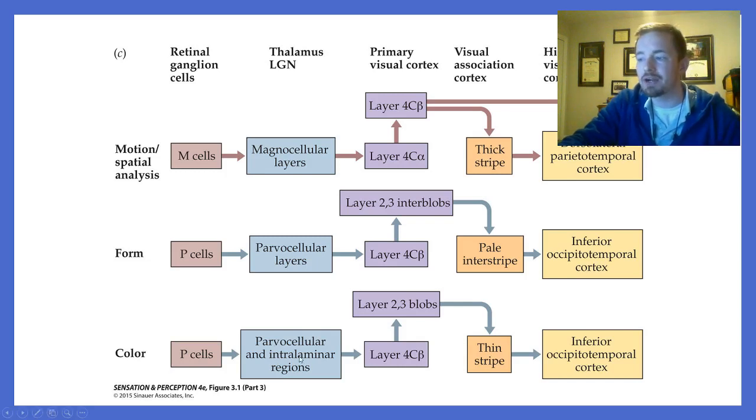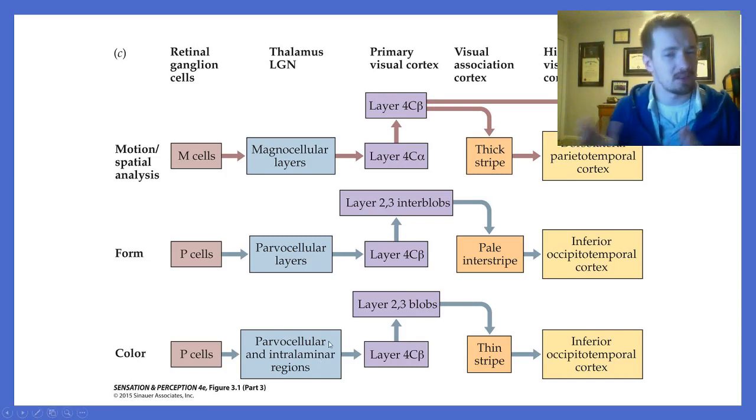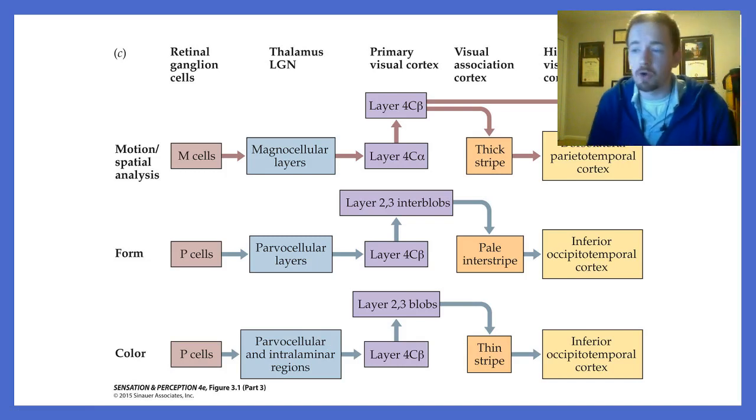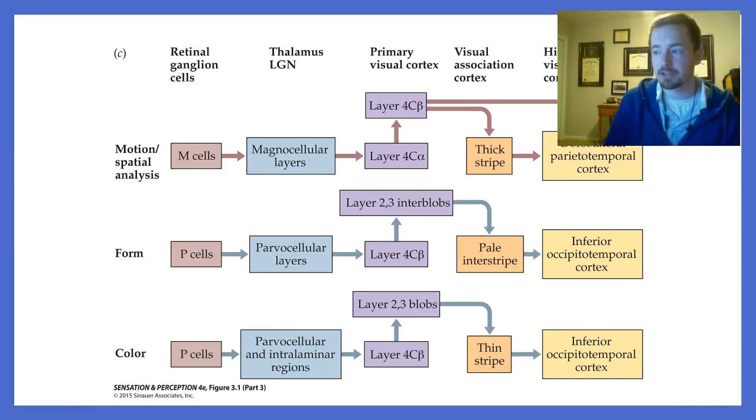We have these other areas right here, the intralaminar regions. Don't worry too much about that. We still don't know a ton about the intralaminar regions. They're just the cellular structures that divide the magnocellular layers and the parvocellular layers. We'll probably learn more about those in the coming years as we continue to study this stuff.